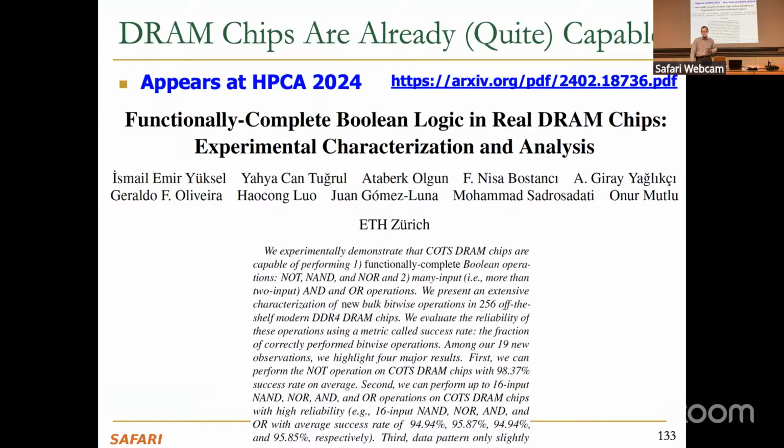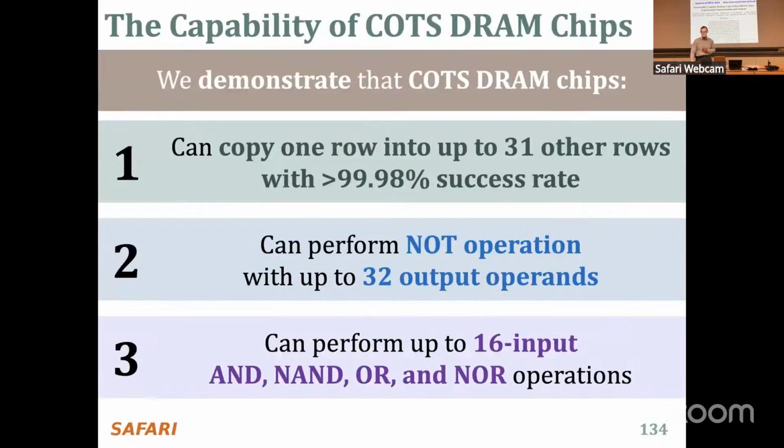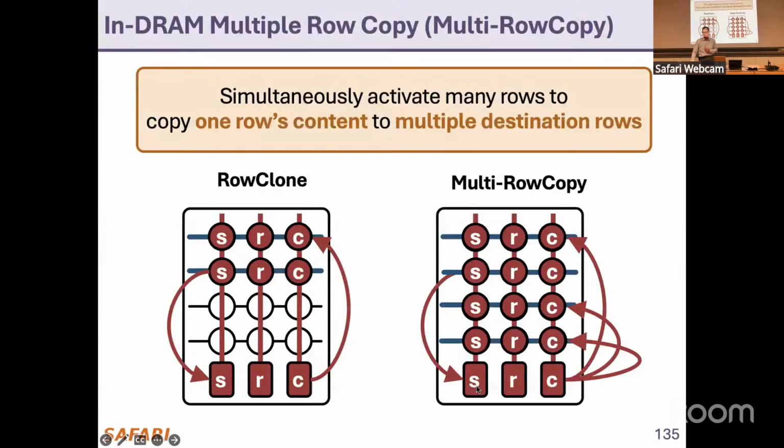More recently, we've shown that you can actually see all of these operations that we envision in real DRAM chips. For example, you can copy one row up to 31 other rows with almost perfect reliability. This is fascinating. This is row clone, but row clone up to 31 other rows. You clone one row to 31 other rows. It's very good for initialization, for example. You can perform NOT operation. You can perform AND, NAND, OR, and NOR operations. Again, using the operational characteristics.